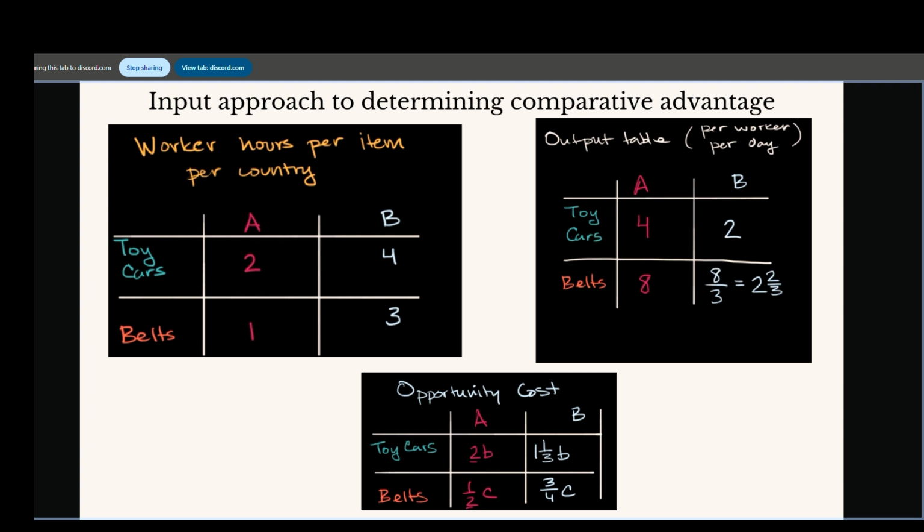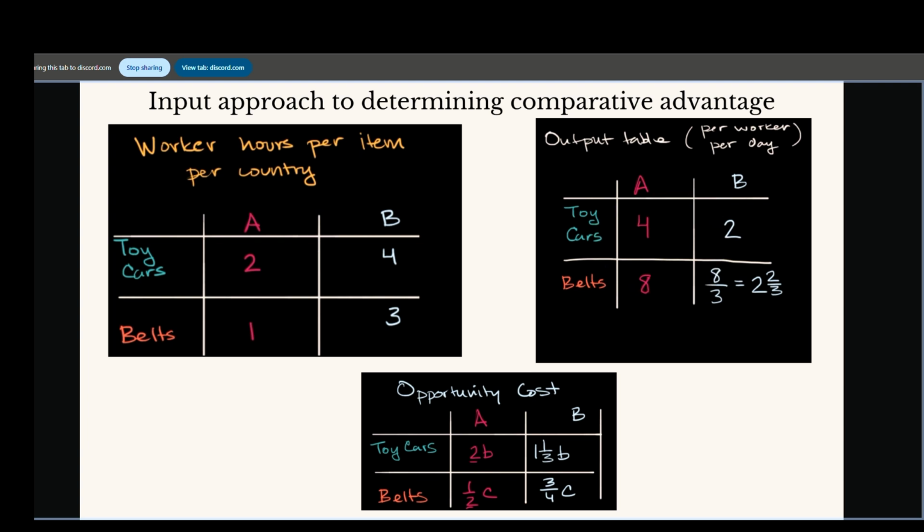For every toy car made, worker A will sacrifice 2 hours of work, and for a belt, worker A will sacrifice 1 hour of work. Worker B for one toy car will sacrifice 4 hours of work, and for a belt it will sacrifice 3 hours of work. Clearly worker B is underperforming, or isn't as good of a specialist as worker A.